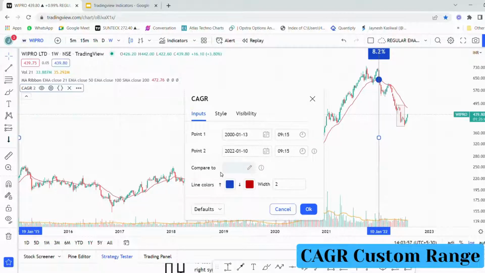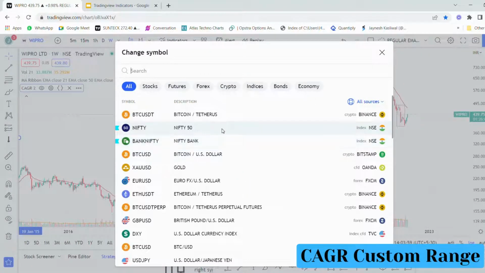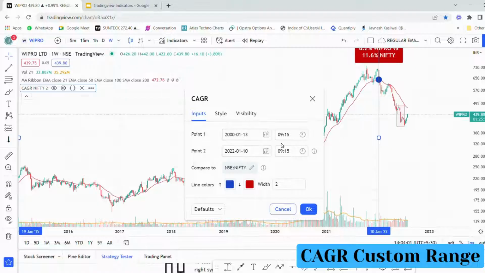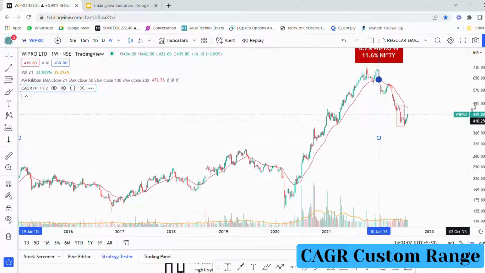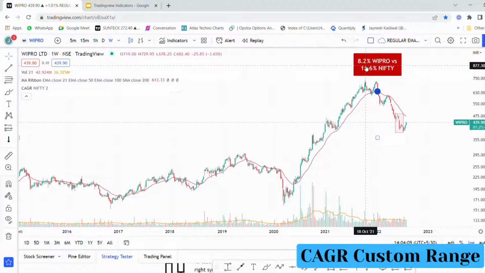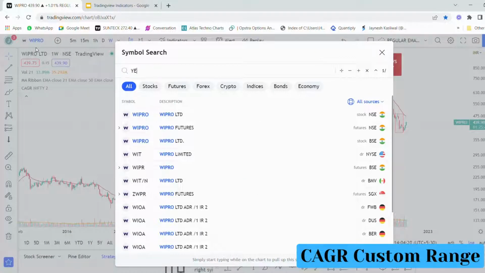So what you can do is add a comparative symbol in this, and I will add Nifty 50 here, and I will select the time period. Here you can see Wipro has given me 8.2% versus Nifty has given me 11.6% CAGR over the same period of time. And we are talking about positive here. Let's take the example of Yes Bank.